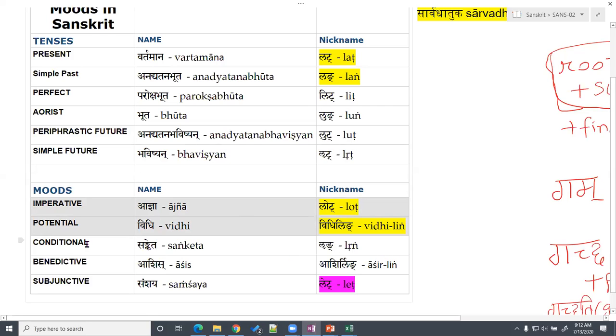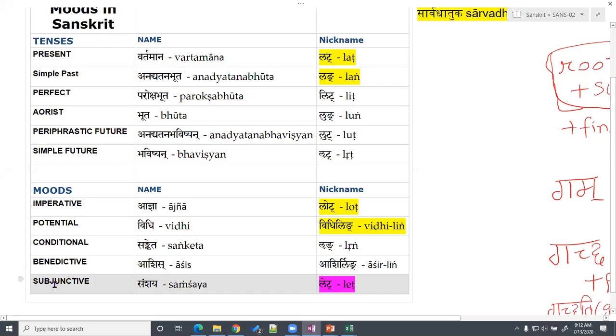And then there are two others, conditional and benedictive, Lung and Ashirling. So Ling has two varieties, Vidhiling and Ashirling, both are called Ling. So that's how they start with Lakara. But within Ling there are, you can say, two categories. We are listing them differently. And then there is finally Let. This one has been, as you can see, in a different color, pink.